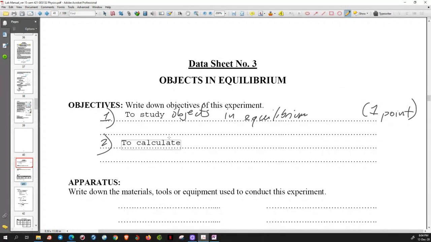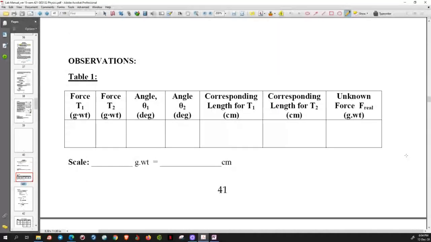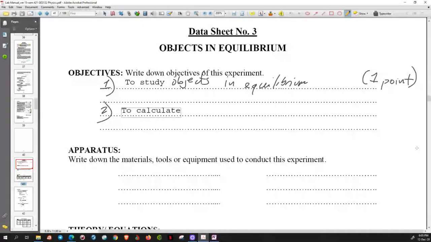Second, to calculate. I don't know what I should calculate here. You can get down on your exam paper. Okay, look at the objective. What do I need to calculate here? Force T1 and T2, you know, in the graph, this is T1 and this is T2. You don't calculate it because it's already given. The angle you read, that means objective 1, to study or to observe. Okay, what you need to calculate is this, the unknown force. So you go back to your objective and to calculate the unknown force. You can even complete, like for example, you can write by mathematical method.